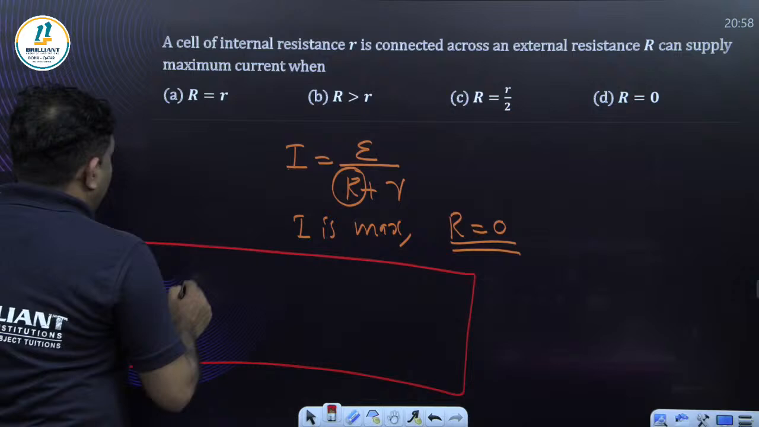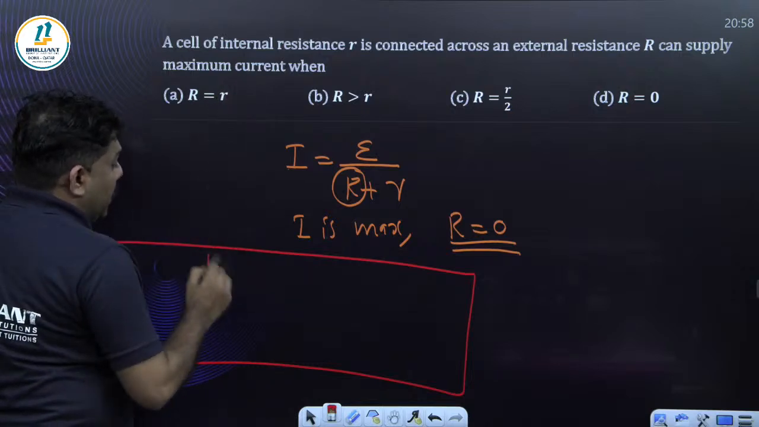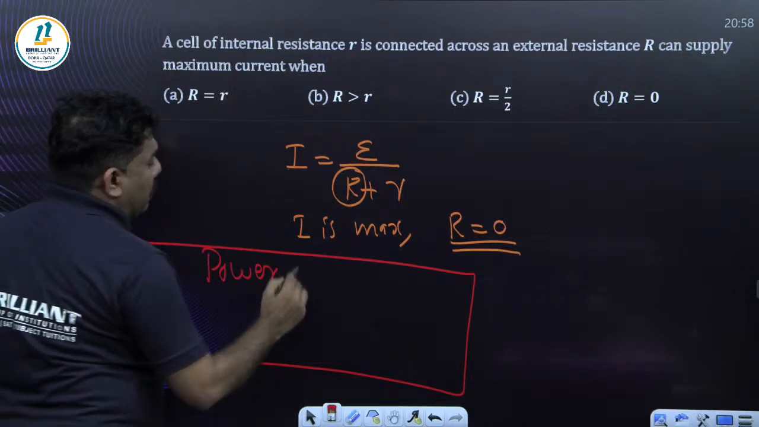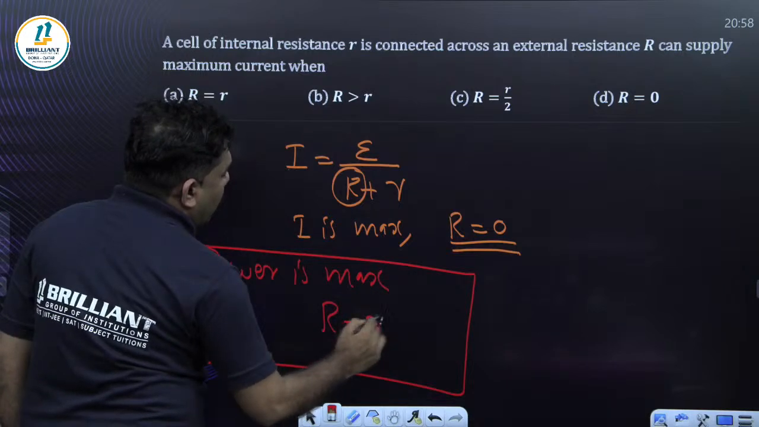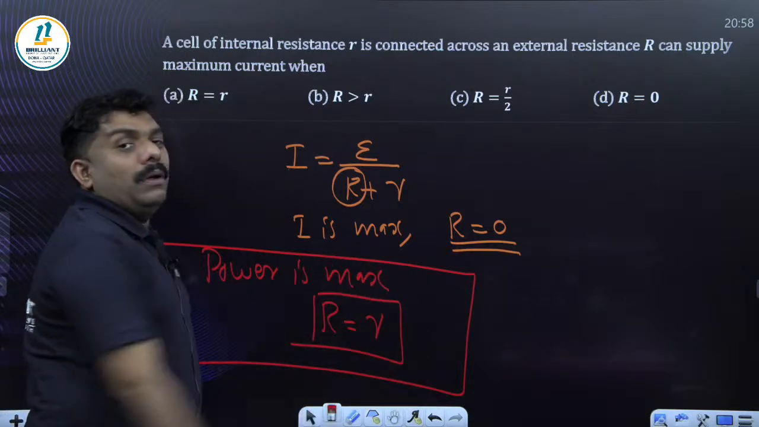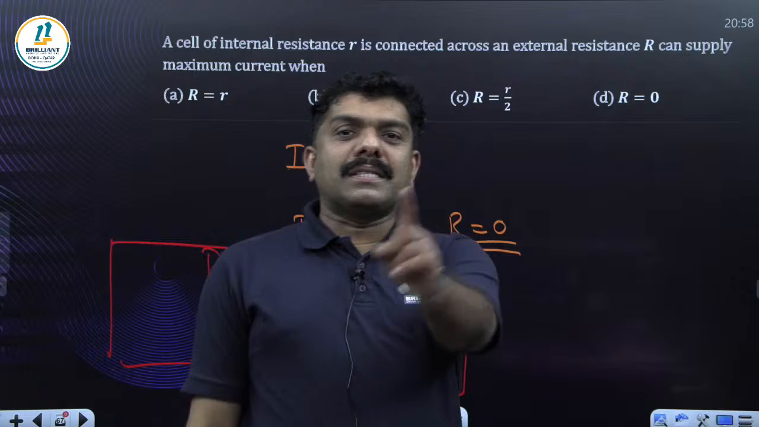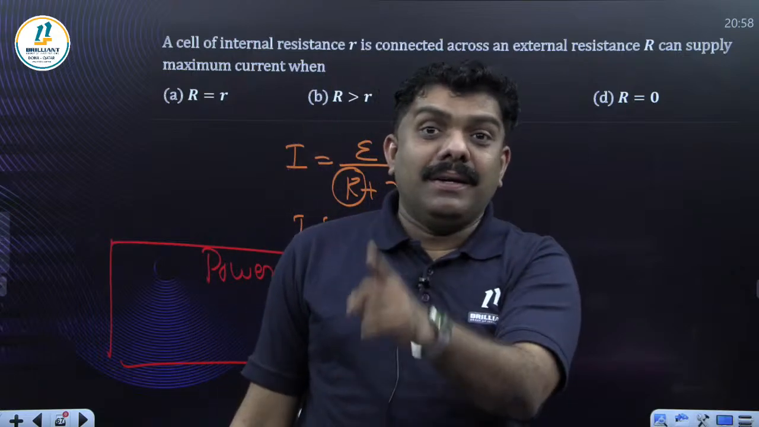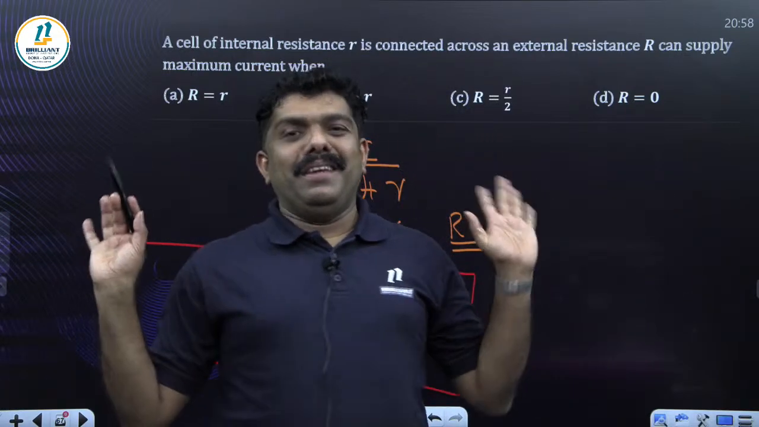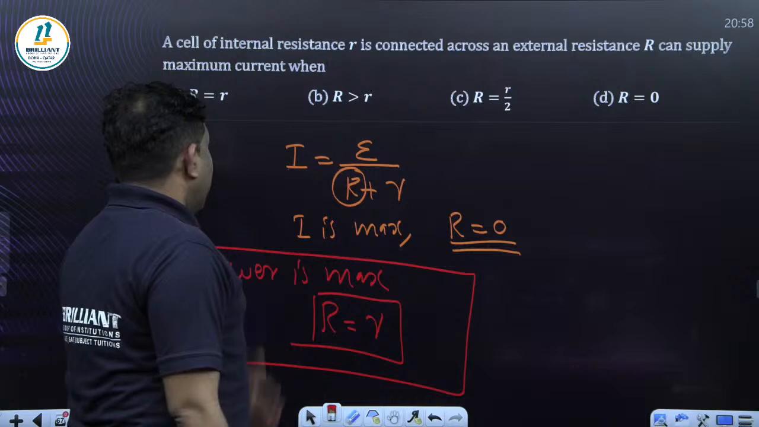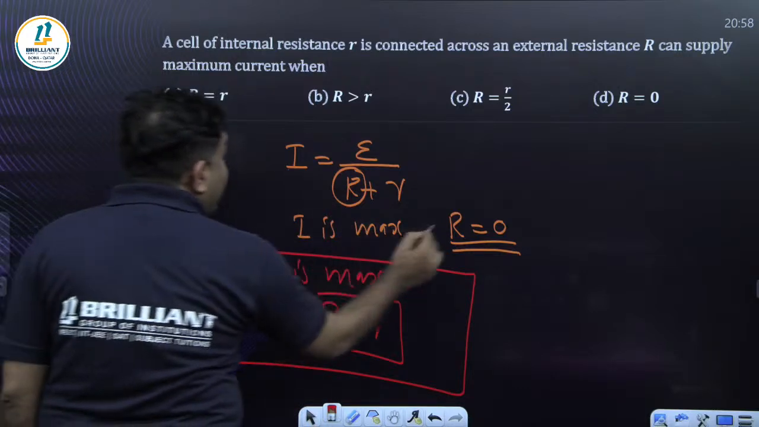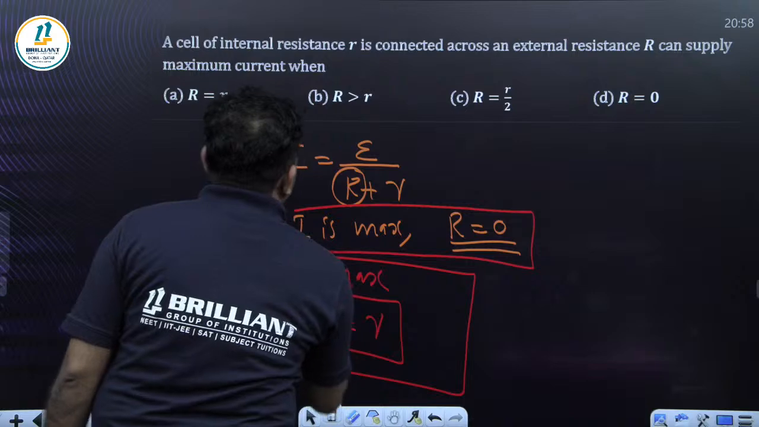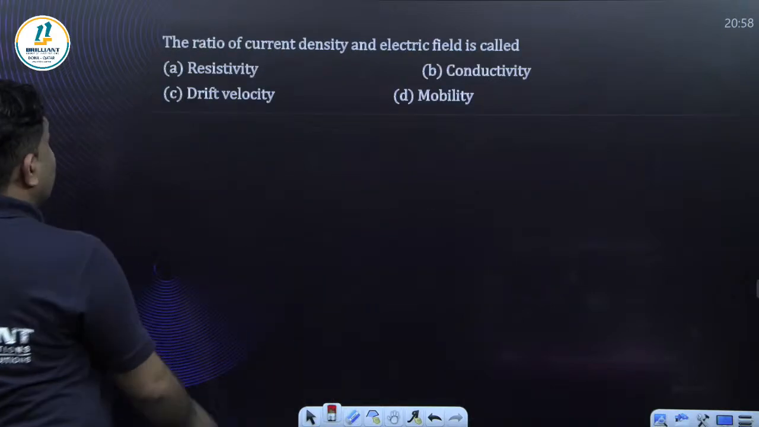Listen here. In the same question, if power is maximum, then capital R is equal to small r. For constant maximum power, capital R and small r will be equal. Otherwise, see, that is the picture now. I think you got it correctly. So we can say here current is maximum when external resistance is 0.